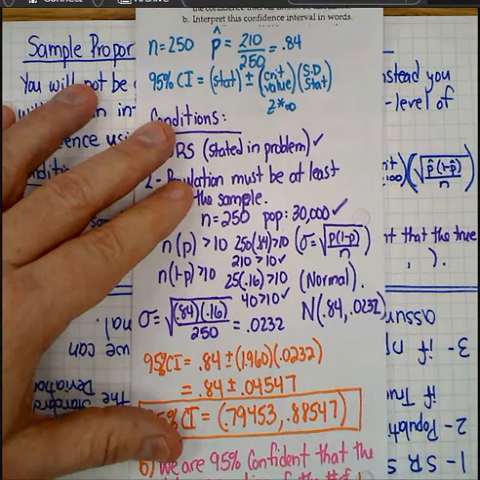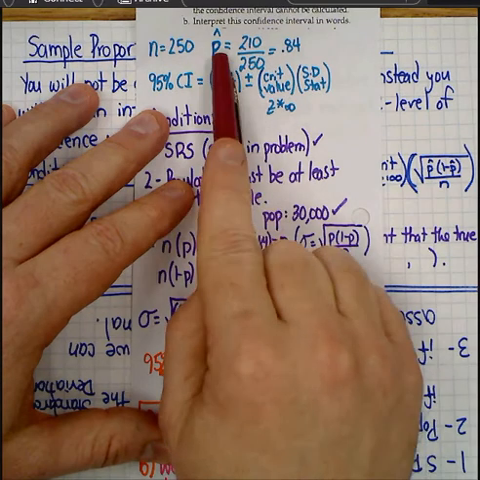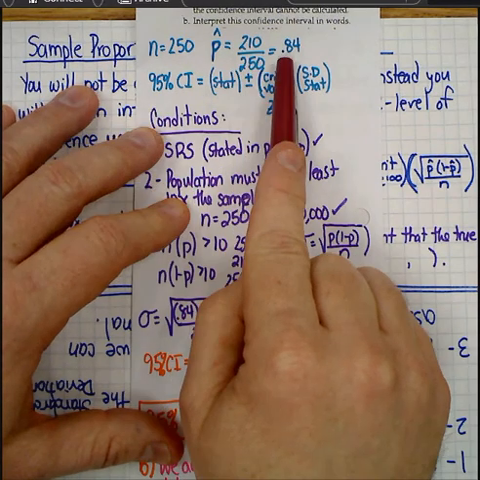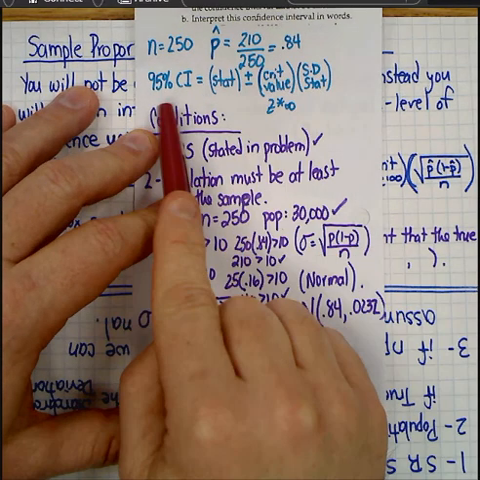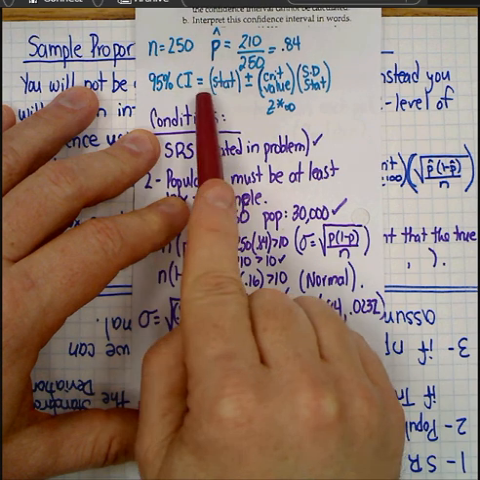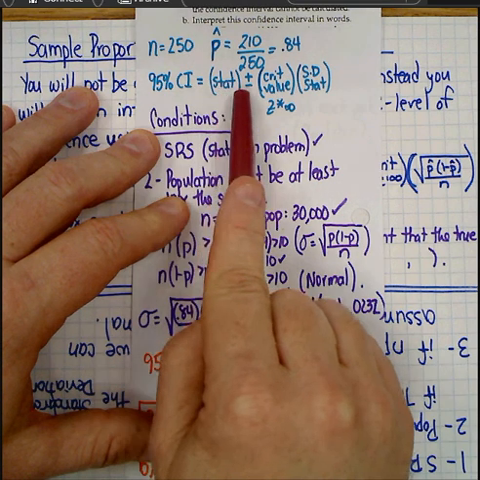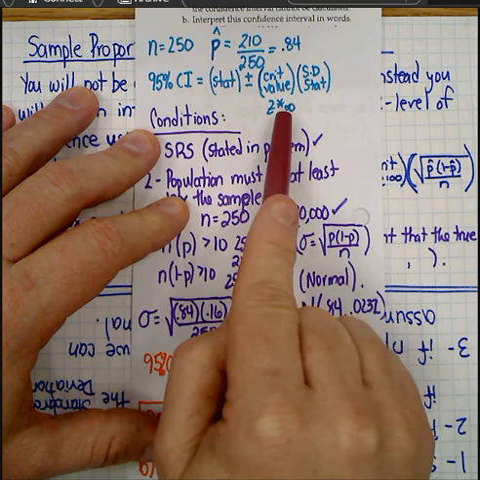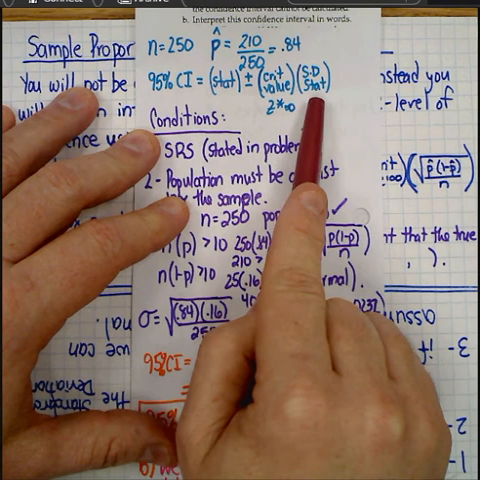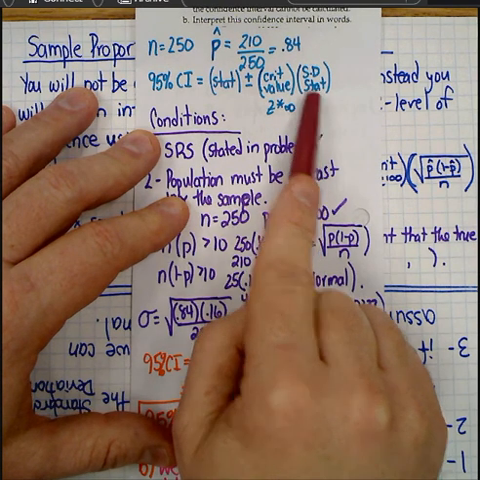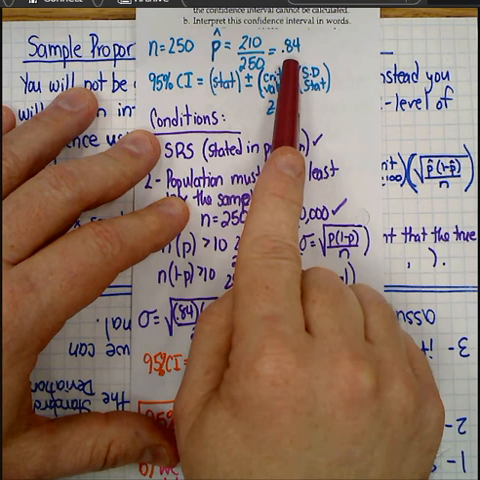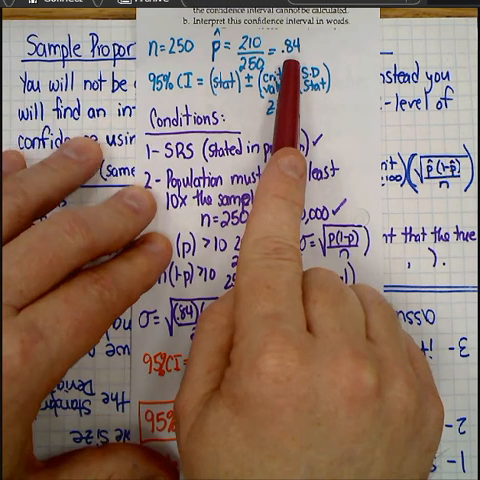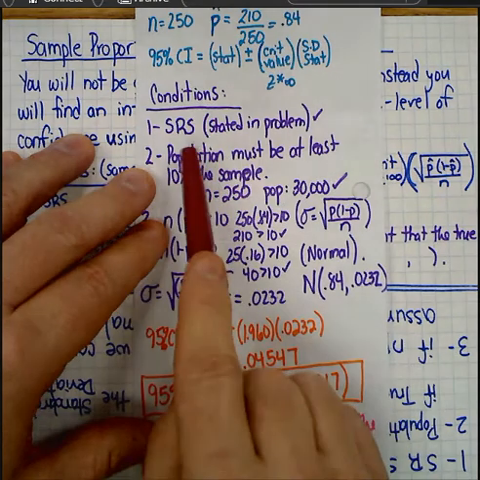All right? So what do we do? We let our N equal 250. Our P hat is going to be 210 divided by 250, which is 0.84. The 95% confidence interval that we're looking for is the statistic, which is our P hat, plus or minus the critical value, a Z star looking at the infinity line, times the standard deviation of our statistic, the square root of 0.84 times 1 minus 0.84 divided by N. So we have to go to our conditions first.